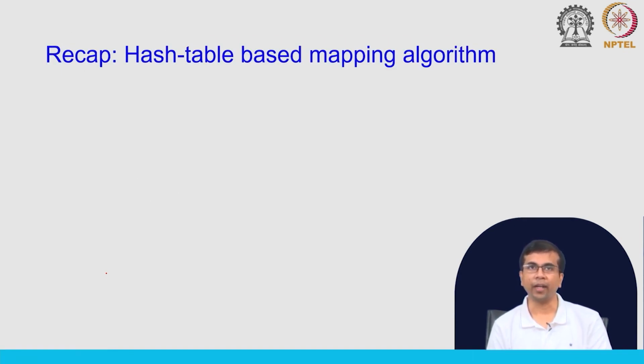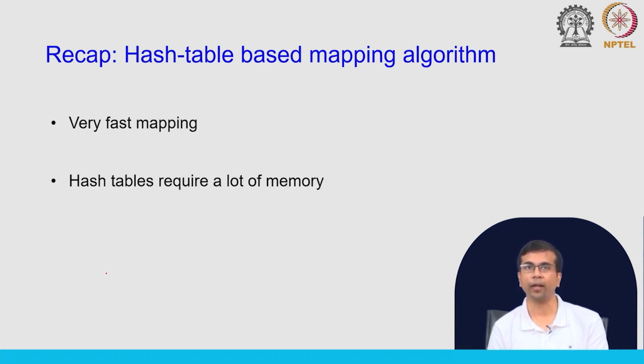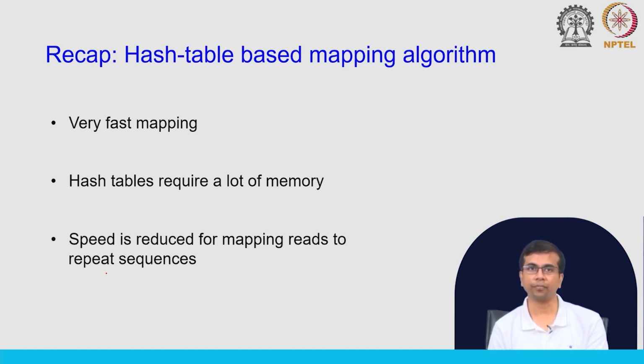Just to briefly recap, in the last class we talked about the hash table based mapping algorithm, and we have seen this is a very fast mapping process because we are storing the hash table in memory and we can search very efficiently. Now, hash tables require a lot of memory. We talked about 12 to 15 GB of space for storing, for example, a human genome hash table.